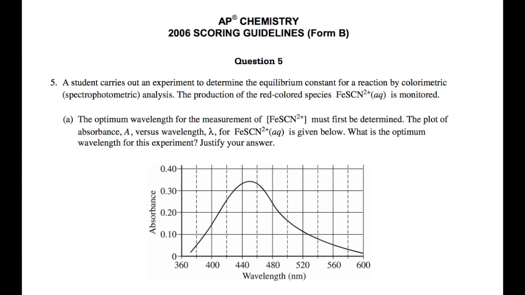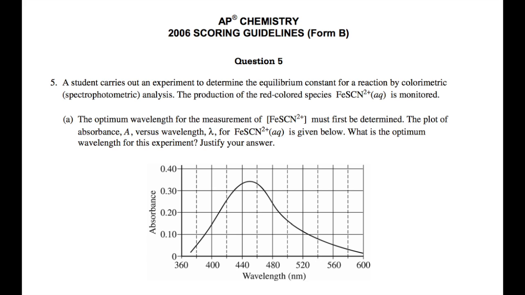Question 5a. A student carries out an experiment to determine the equilibrium constant for a reaction by colorimetric analysis. The production of the red-colored species FeSCN2+ aqueous is monitored.